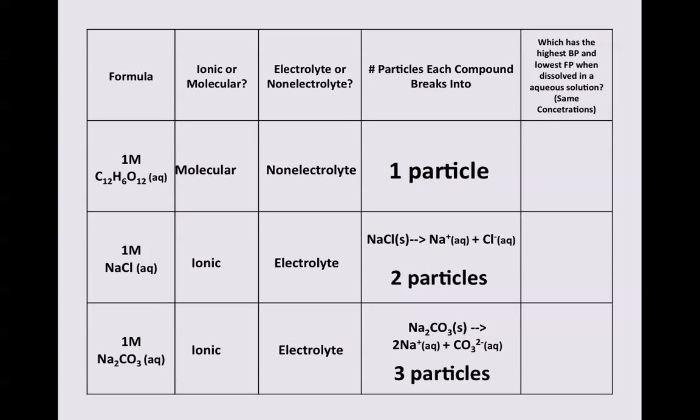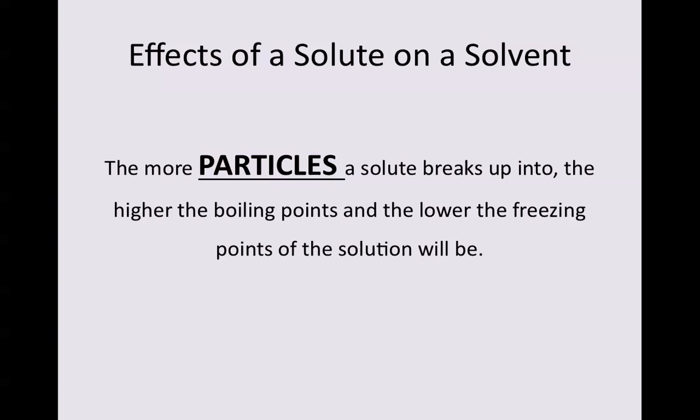So when comparing these 3 different solutions of the same concentration, because they're breaking up into different numbers of particles, they're going to have a different effect. So which has the highest boiling point and the lowest freezing point when dissolved? It's going to be the one with the most number of particles. So this aqueous solution has the highest boiling point and the lowest freezing point. So you want to be on the lookout for concentrations, and you want to be on the lookout for any electrolytes that will break up into more particles. Because the more particles a solute breaks up into, the more ions, the higher the boiling point and the lower the freezing point.